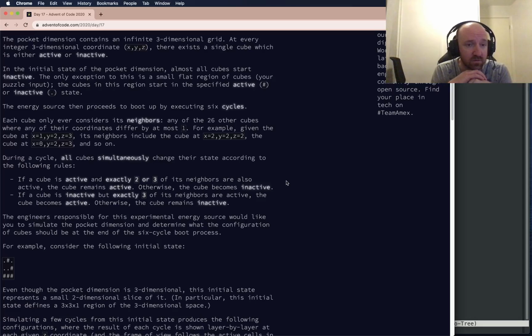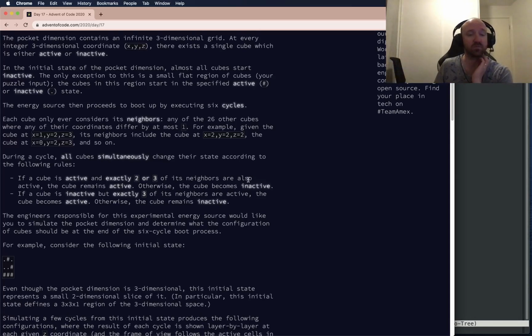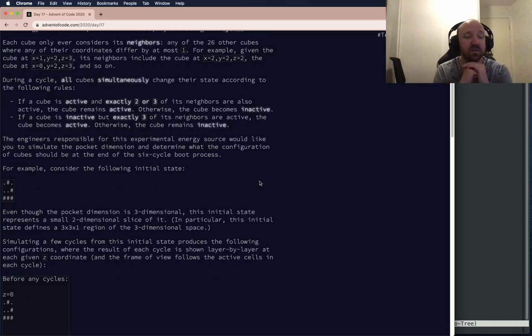During a cycle, all the cubes simultaneously change. So we're doing 3-dimensional game of life today. If a cube is active and exactly 2 or 3 of its neighbors are also active, the cube remains active, otherwise it becomes inactive. If it's inactive, so those are your standard game of life rules, but in 3 dimensions. The engineers responsible would like you to simulate the pocket dimension and determine what the configuration of cubes should be at the end of the 6 cycle boot process.